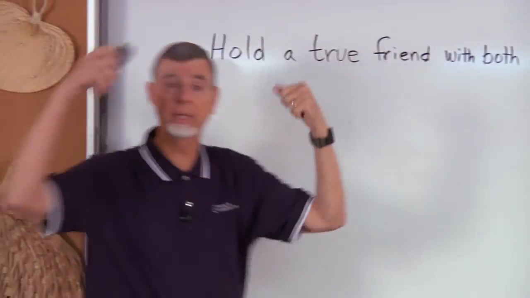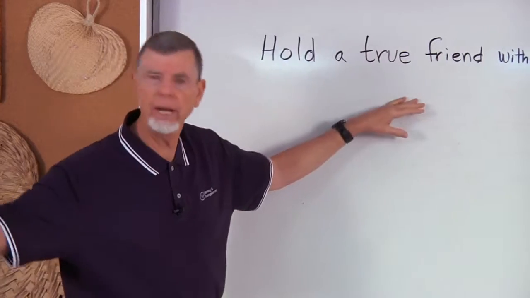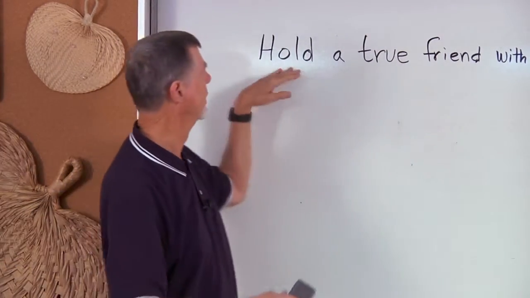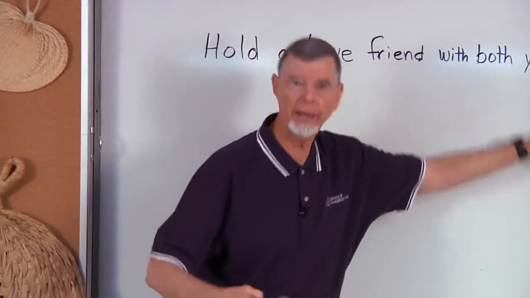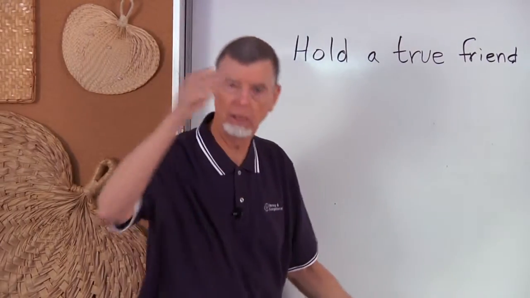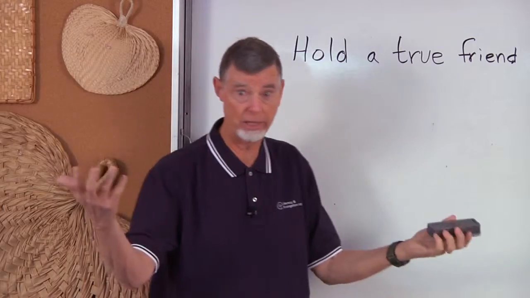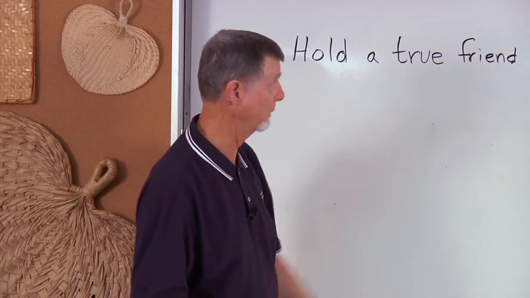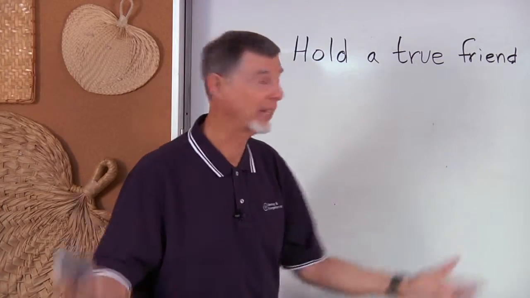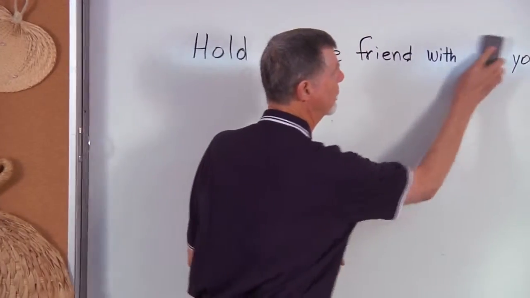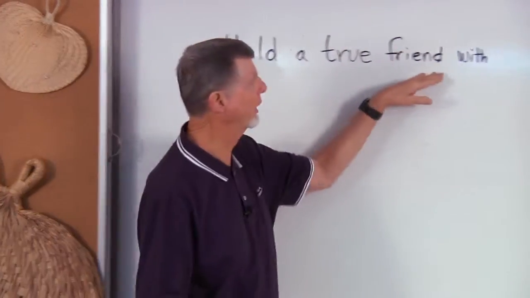Okay, please repeat. Please read. Hold a true friend. So everyone is joining in. They're all reading, hold a true friend with both your hands. And they're looping around, just saying it over and over again. And after they say it about 4 or 5 times, then here's what you do. As they're saying it, you will begin to erase a word. So they're saying, hold a true friend with both.